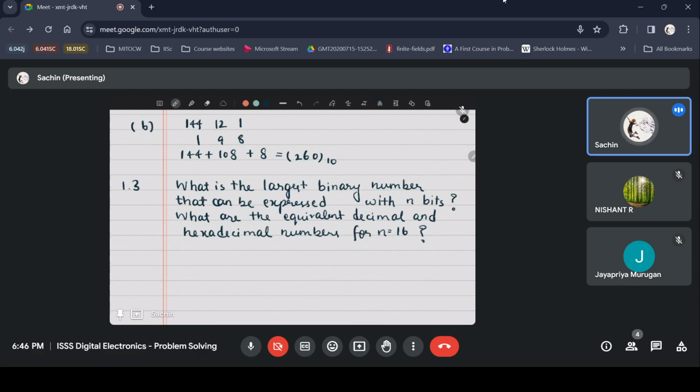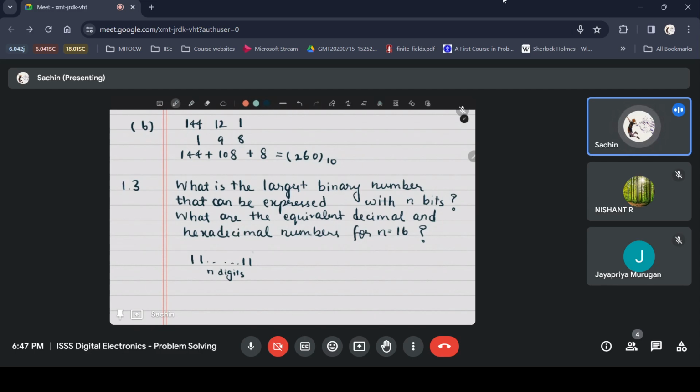Alright. Next question. What is the largest binary number that can be expressed with n bits? What are the equivalent decimal and hexadecimal numbers for n is equal to 16? So the largest number you can have is just a number with all ones. So there are n digits. So there will be n ones, as the maximum value you can represent in binary.